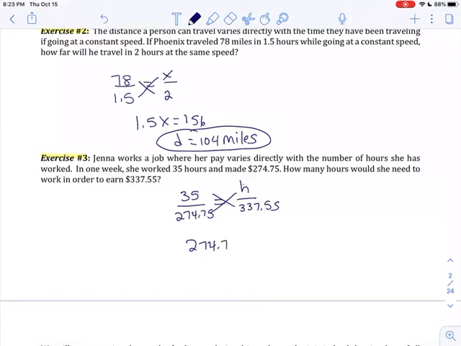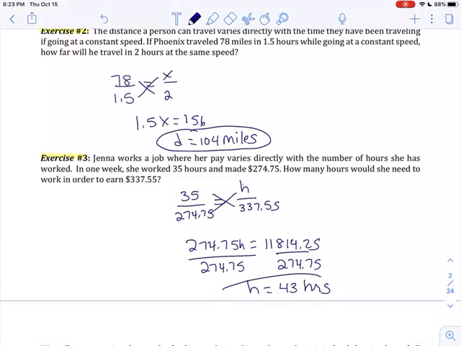And I'm just going to cross multiply. I have 274.75H equals 35 times 337.55, which is 11814.25, divided by 274.75. And she would have to work 43 hours. Okay, so that's my direct variation.